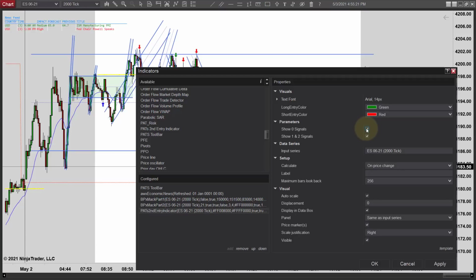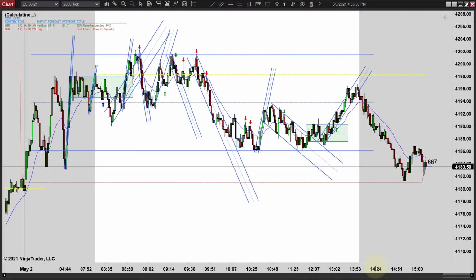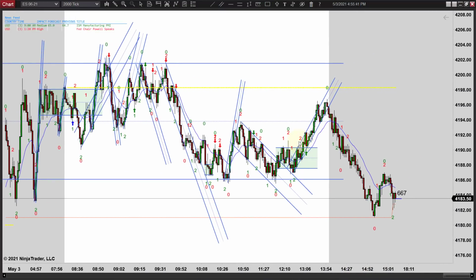Some people, I like to see the zero. If you're learning, you're probably going to want to see the zeros, which starts the count over. Some people want to take that off just to keep from cluttering up the chart. This is just our first release, version 1. Obviously, we'll probably do tweaks to it as we go, but this is what we've got so far. And you can see the 0, 1, 2s there.